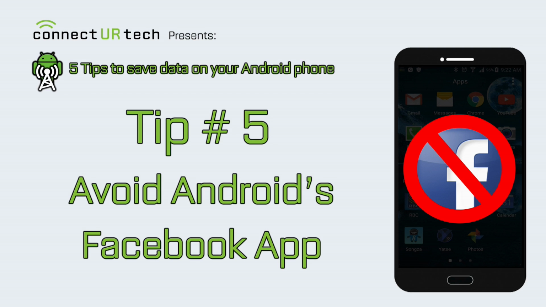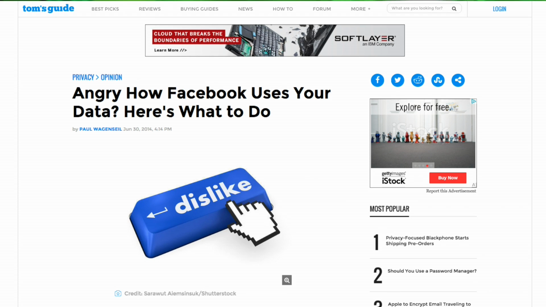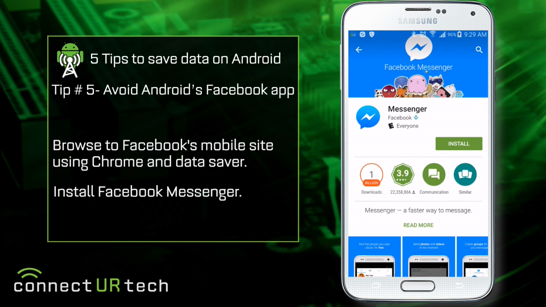Tip 5. Avoid the Facebook app on Android altogether. Aside from the fact that the Android's Facebook app is one of the buggiest and worst versions of Facebook that's out there, Facebook for Android eats through your data. So I advise ditching it altogether. You could always browse to it through Chrome with the data saver on, and you can install the Facebook Messenger so you don't end up missing any messages.